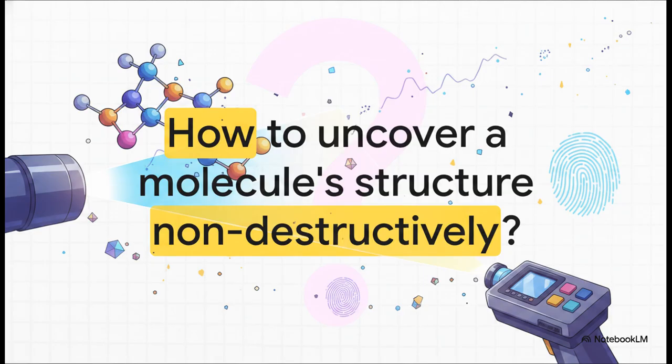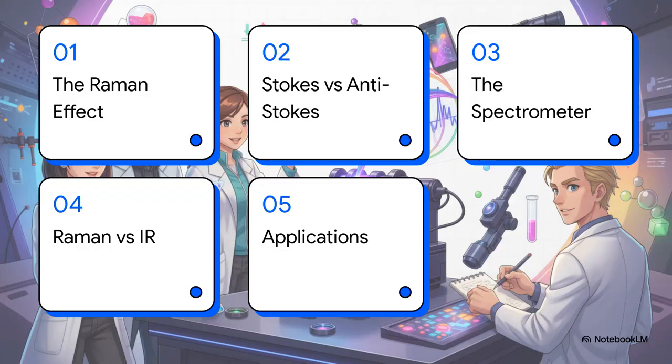By the end of this explainer, you're going to understand exactly how analyzing the way light scatters off a surface gives us a perfect, totally readable molecular fingerprint. So, here is our roadmap for today. 1. The Raman scattering effect. 2. Stokes versus Anti-Stokes. 3. Inside the spectrometer. 4. Raman versus IR spectroscopy. And 5. Real-world applications. Let's get right into it.